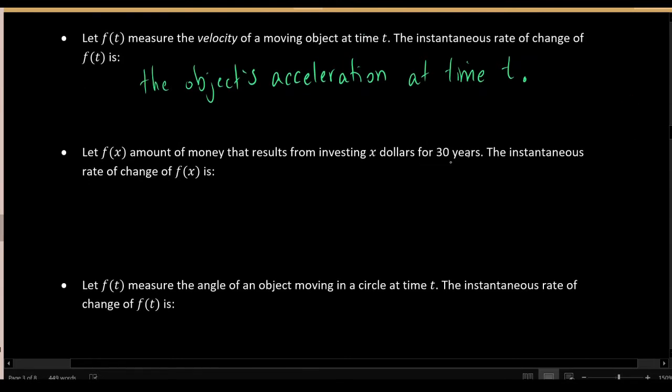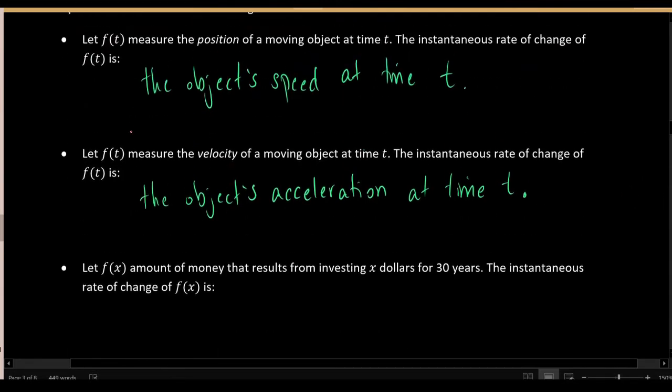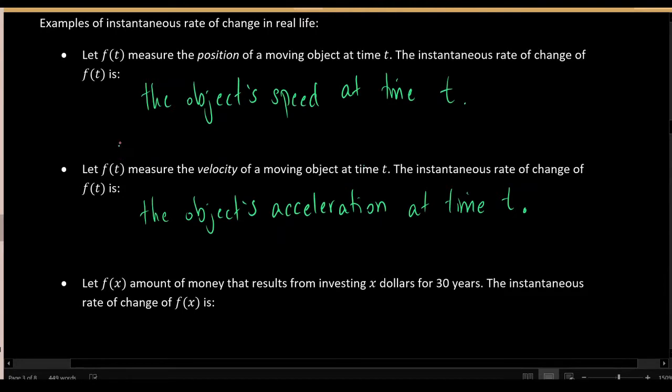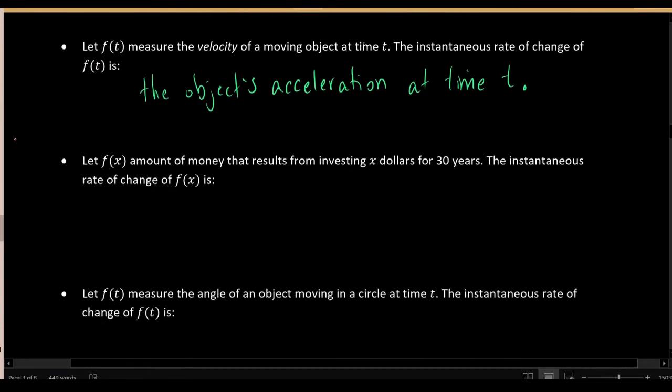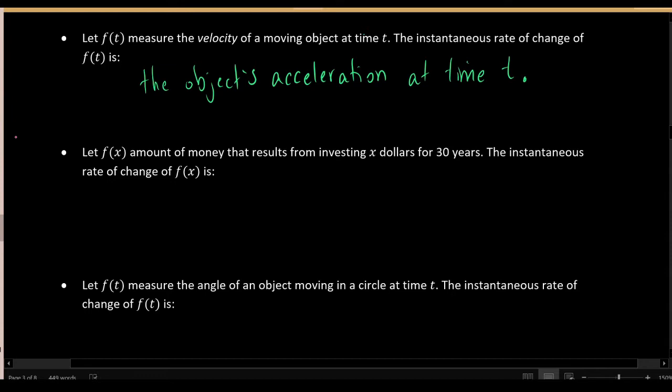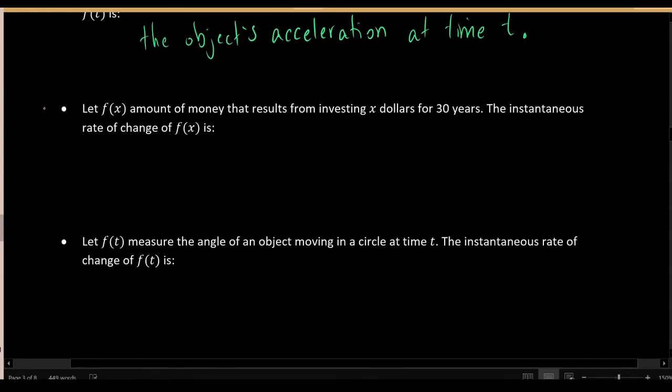Now, to date, we have done a lot of examples where the input variable is time, because I do think that this is the easiest to conceptualize in cases where the input is time. However, this is not the only situation where the average rate of change formula can be used. For example, you might have a function f of x, which is telling you the amount of money that you will have in 30 years if you invest X dollars right now.